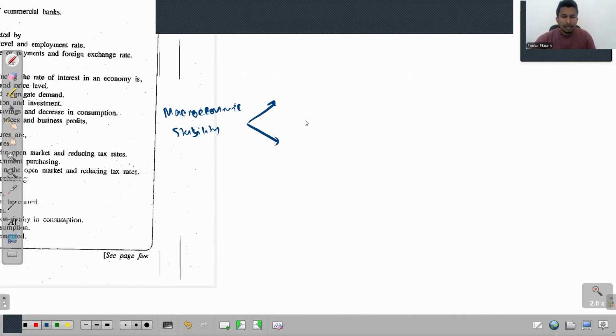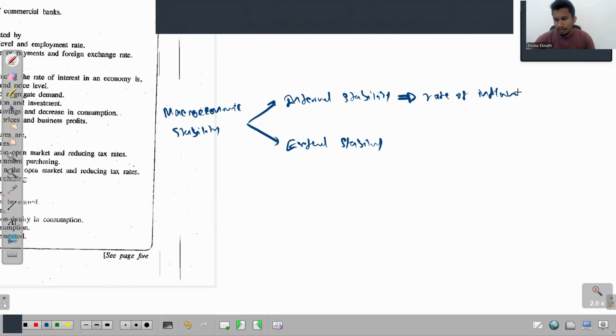The first one is internal stability. The second one, external stability. The meaning of internal stability is keeping the rate of inflation at a low and stable level. So that we recognize as internal stability. If not, we can recognize that to be price stability.